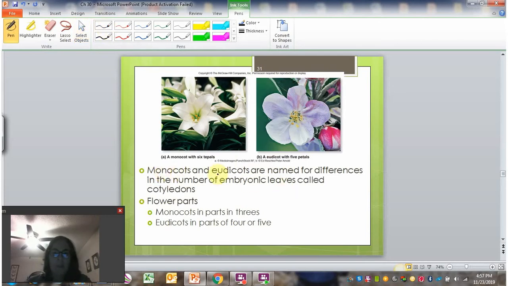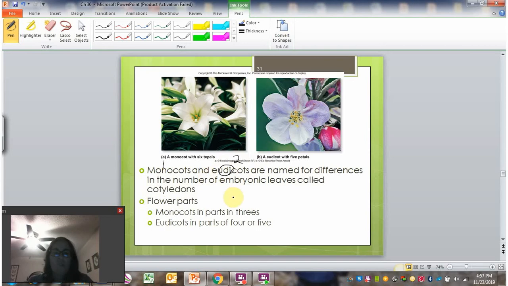Their names, monocot and eudicot, refer to cotyledons, which are the embryonic leaves. So these are structures inside of the embryo, the cotyledons are. And then monocots have a single cotyledon, and dicots have two. So two and one.